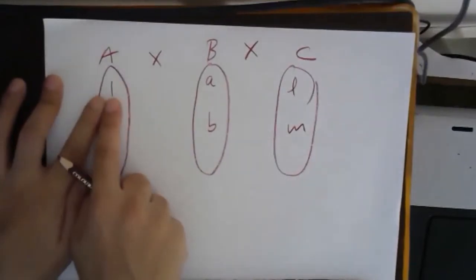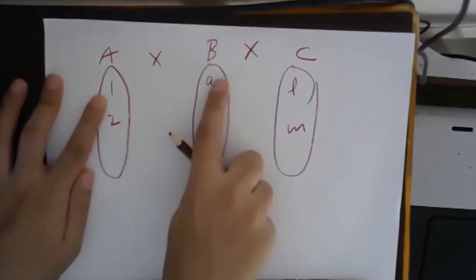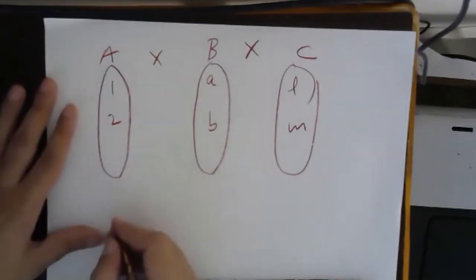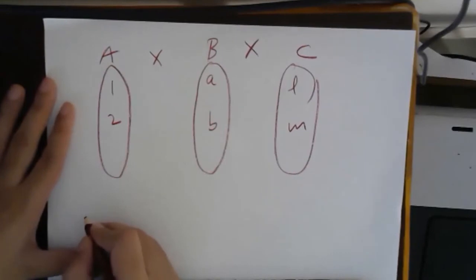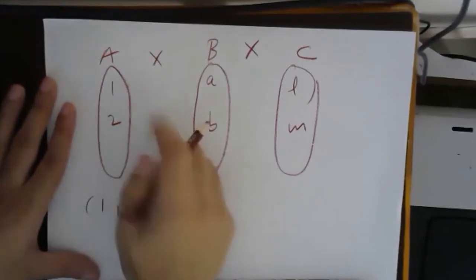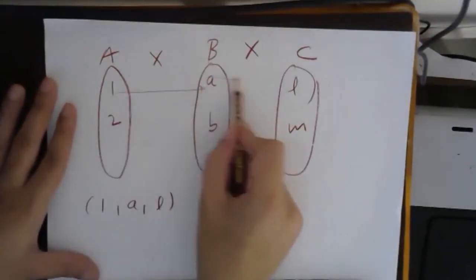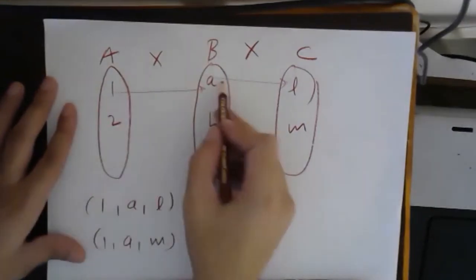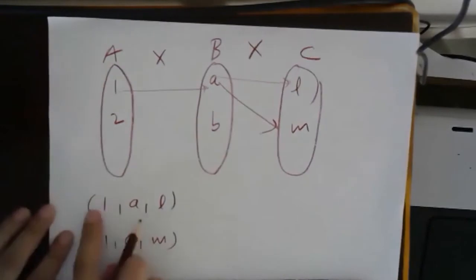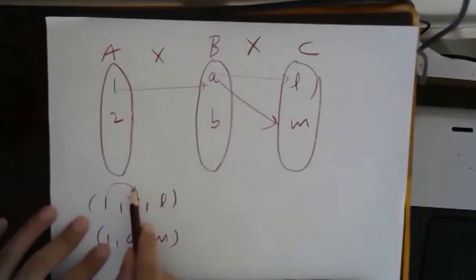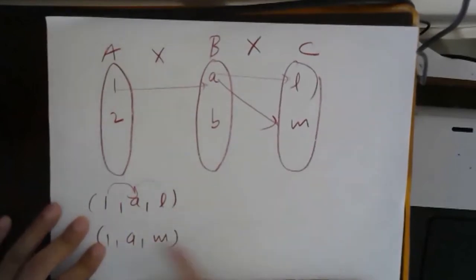I will link A1 with A and B, and then each one will have a link with L and M. Fine. So one of the examples I am writing: 1 comma A comma L. 1 is linked with A and then it is linked with L. 1 comma A comma M. 1 is linked with A comma M. So this is also an ordered pair. How can you say that 1 is linked with A and A is linked with L? So this also becomes an ordered pair from sets A, B, C.